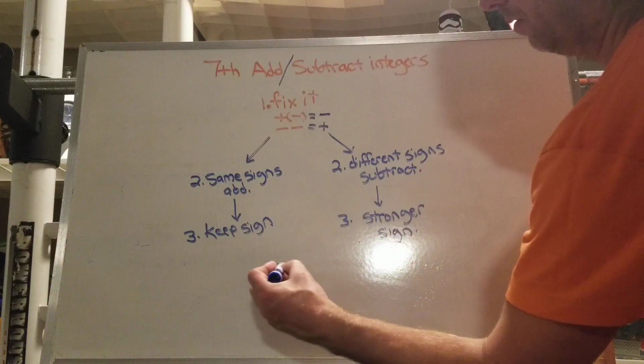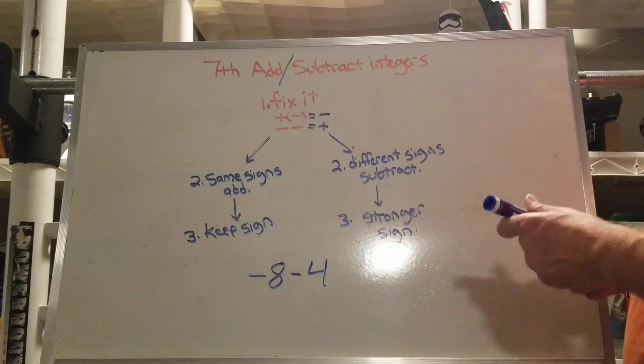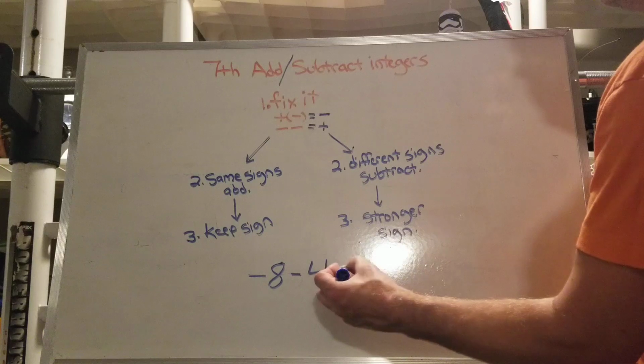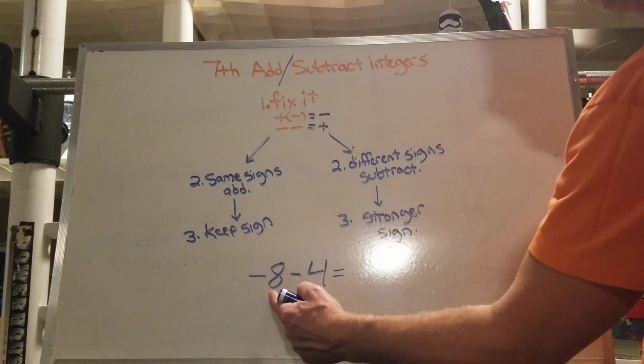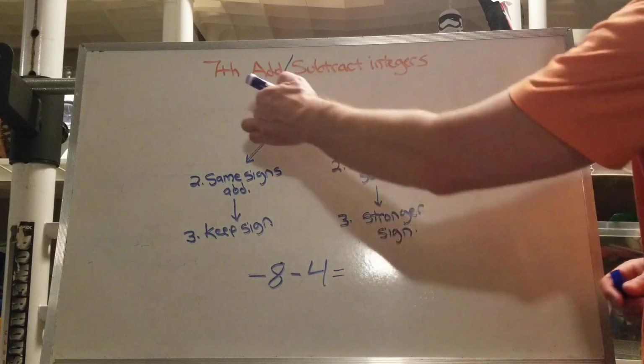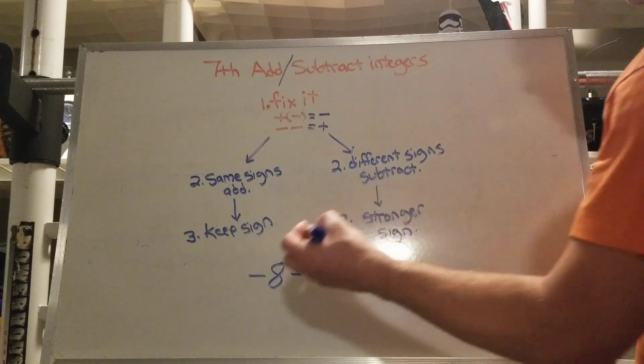Negative 8 minus 4. Okay, look for fixing it. Are there 2 signs touching each other? Well, in this one there isn't. There's a minus sign here and a minus sign here, but there's a big fat 8 between it. So we're going to skip step 1. There are not 2 signs touching each other. So I'm just going to circle what we have.